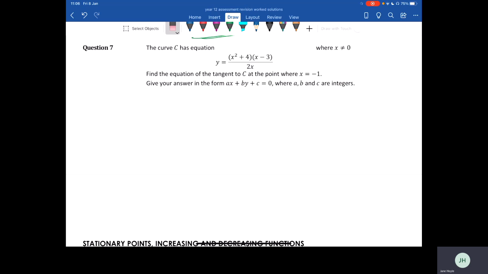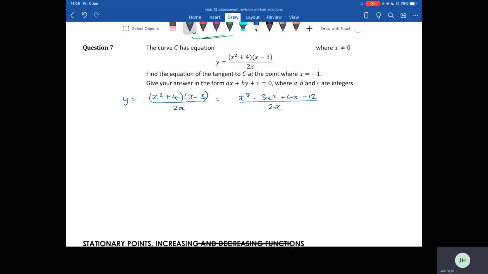We know that we cannot deal with those brackets, so the first thing to do would be to expand the brackets on the top. So I've x squared times x, that gets me x cubed. x squared times negative 3 is negative 3x squared. I've got 4 times x, 4x, and 4 times negative 3, minus 12, all over 2x.